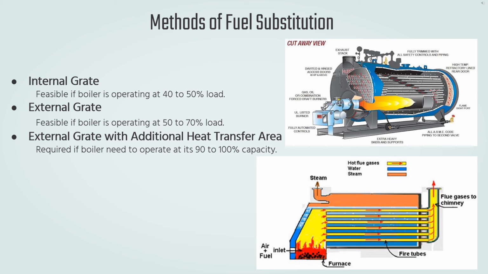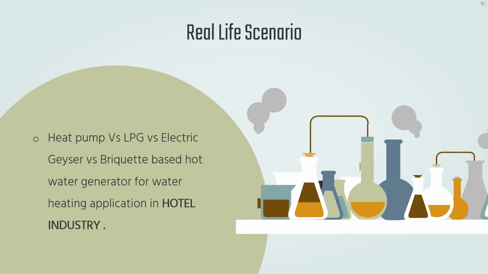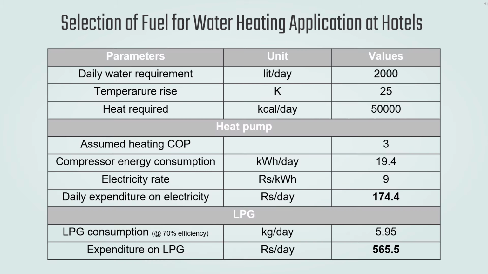Further, we will discuss one more real life scenario. Here we are delving into a critical aspect of the hotel industry, which is water heating. Specifically, we will be comparing four prominent methods for water heating. The first, heat pump; second, LPG; third, electric geyser; and the fourth, briquette-based hot water generator. Each of these options plays a significant role in providing hot water efficiently and reliably to meet the demands of hotels. We will delve into the methodology behind selecting the optimal fuel for water heating applications in hotels.